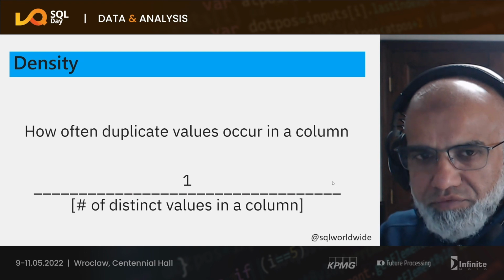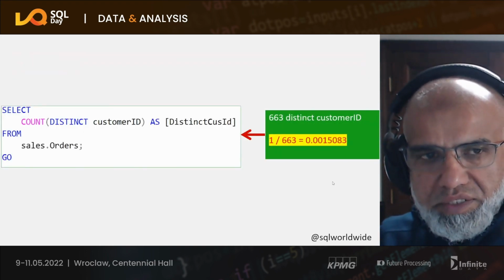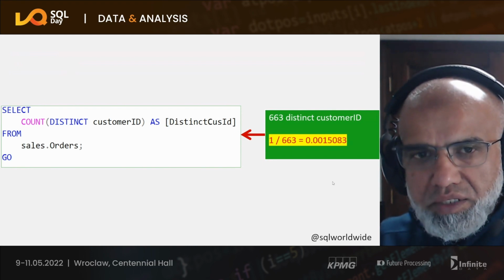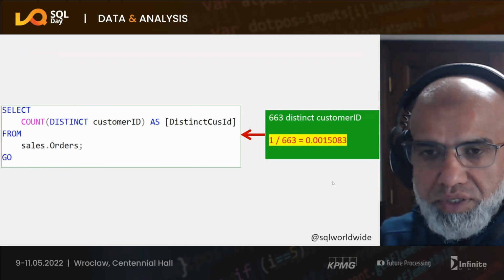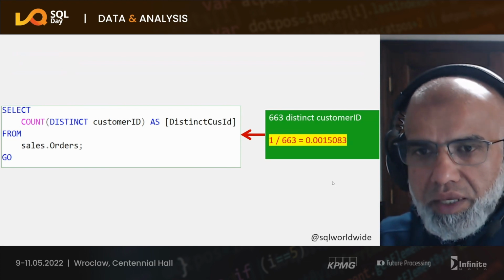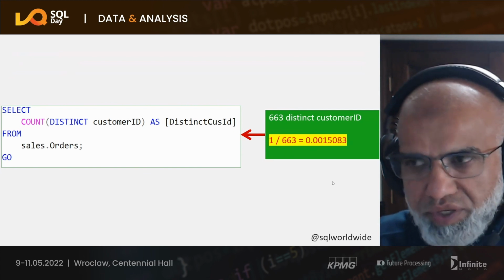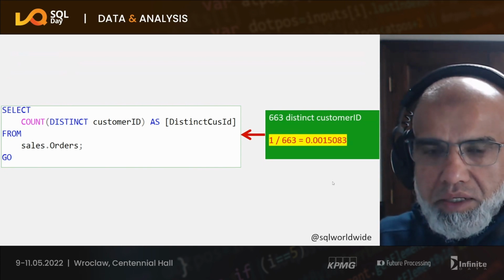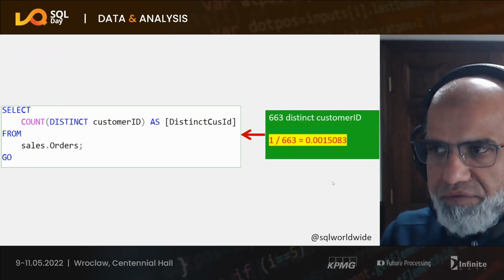And as you can see from the formulas, if we take again an example, if we are looking at the sales.orders table which you've been looking at, if we do a count distinct, we'll see that we have 663 unique records, and if we divide that, 1 upon 663, that's what we get, and that's our density for that column, customer ID. So we looked at a couple of definitions.